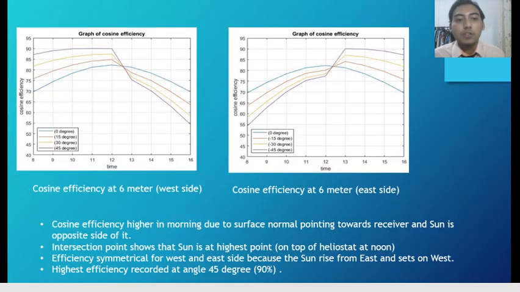Next I'll proceed with the cosine efficiency at 6 meter for the west side and east side. Basically we can see from this figure that the cosine efficiency is higher in the morning. This is because the surface normal is pointing towards the receiver and the sun is exactly opposite of it. That's why the cosine efficiency is higher in the morning and lower in the evening at the west side. We can see that the west side and the east side are symmetrical, because we know that the sun rises from the east and sets in the west. The highest efficiency is recorded at an angle of 45 degrees, which is 90%.